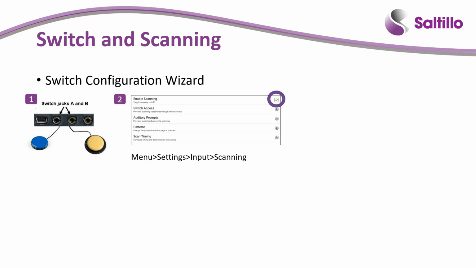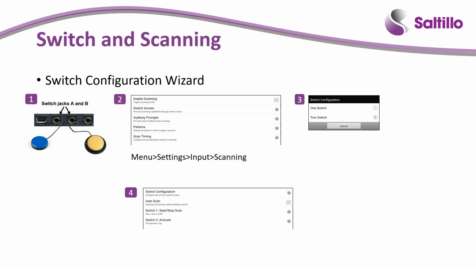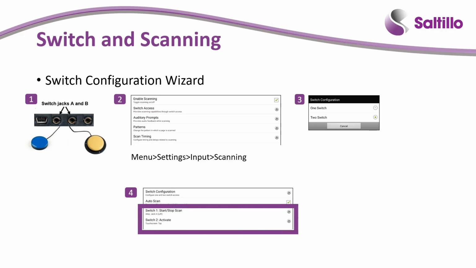Next, you will enable scanning in the chat software by tapping Menu, Settings, Input, Scanning, and check the box to enable scanning. Then select Switch Access and Switch Configuration. Choose the number of switches you will use. Then you will set up the switches.